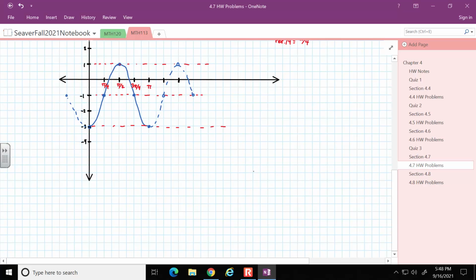Let's do 3 sine of pi over 4 x. And that's it. That's your new function. y equals 3 times the sine of pi over 4 x. So on your second graph, I want you to plot and label that.